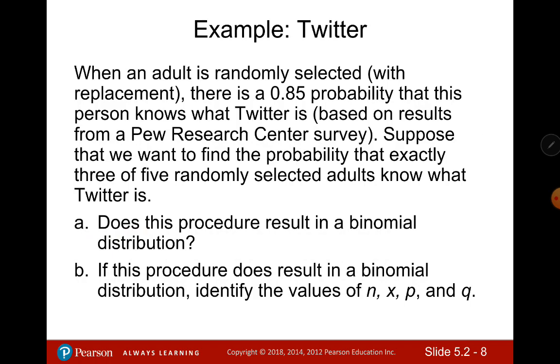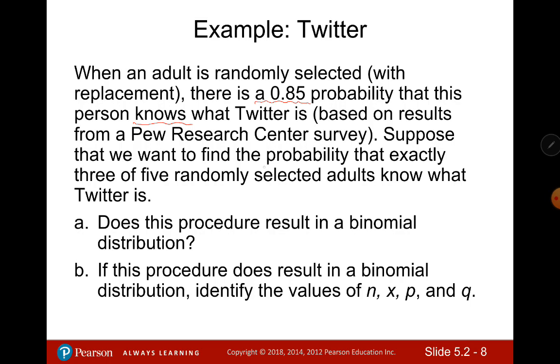Let's check this example. One adult is randomly selected. We already have a probability, 0.85. And we know this is the probability that the person knows what Twitter is, knows Twitter.